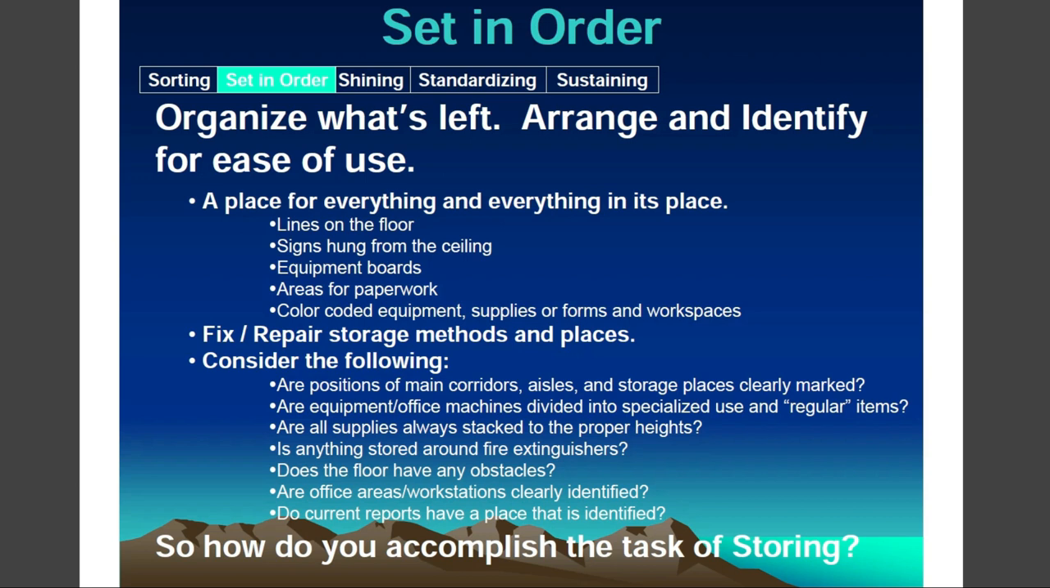Consider the following: are the positions of main corridors, vessels, and storage places clearly marked? Are equipment and office machines divided into specialized use and regular items? Are all supplies always stacked to the proper heights? Is anything stored around fire extinguishers? Does the floor have any obstacles? Are office areas or workstations clearly identified? Do current reports have a place that is identified?